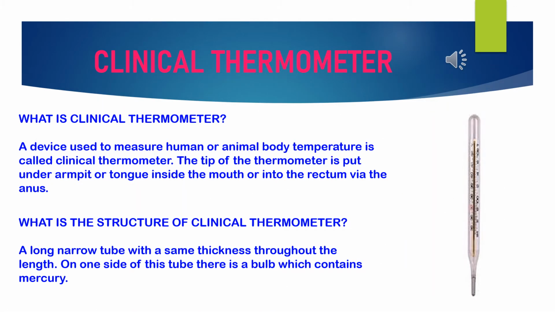Now, the next one is, what is a clinical thermometer? The thermometer used for measuring the body temperature of a patient is called a clinical thermometer. There is no change in the reading of the thermometer even when it is removed from the body of the patient, and so it is easier to take readings for the temperature.